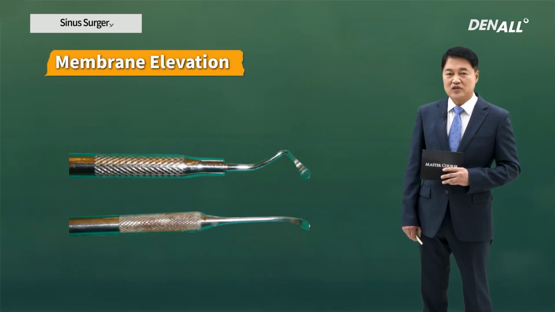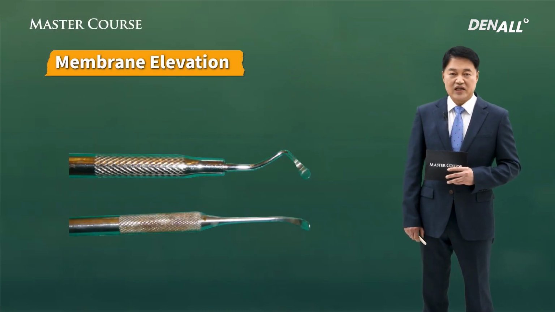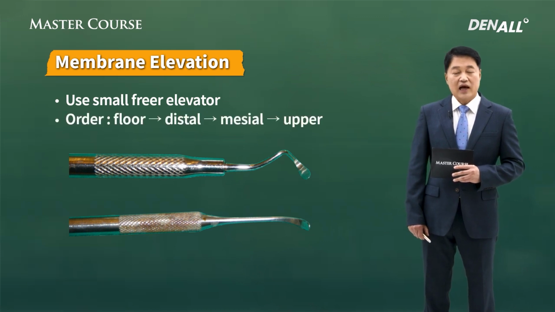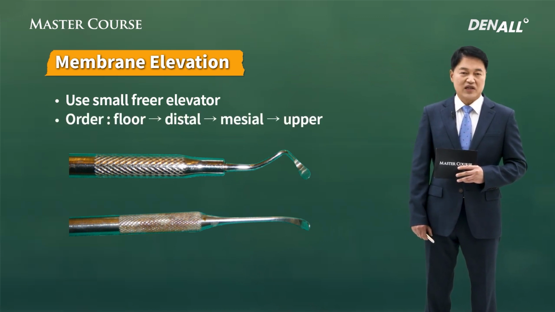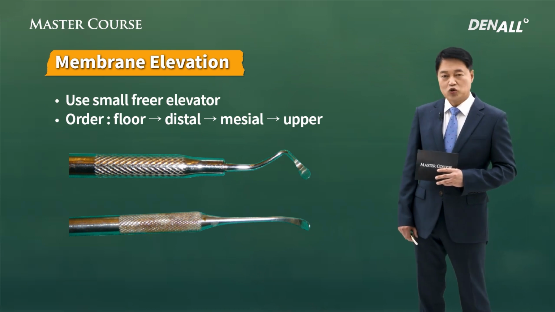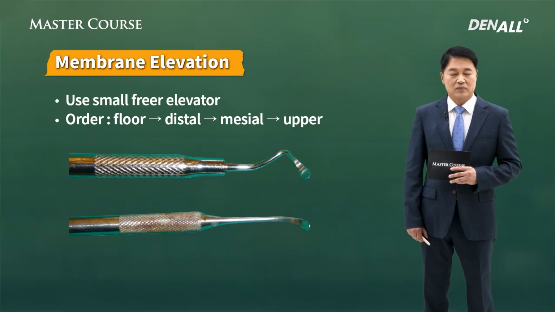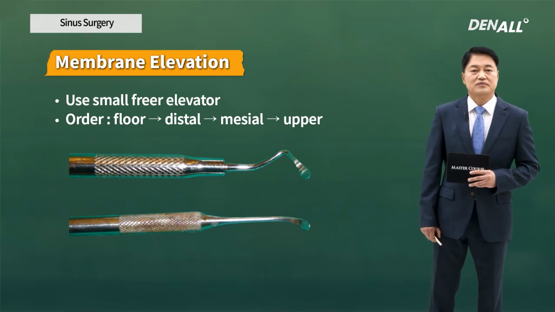When you form a window, you lift the membrane, and the instrument that you use for this is a freer elevator. The order of lift, first of all, you do it from the easiest place. It's the floor. You do floor, and then do the distal, mesial, and then the upper area, which is the hardest.